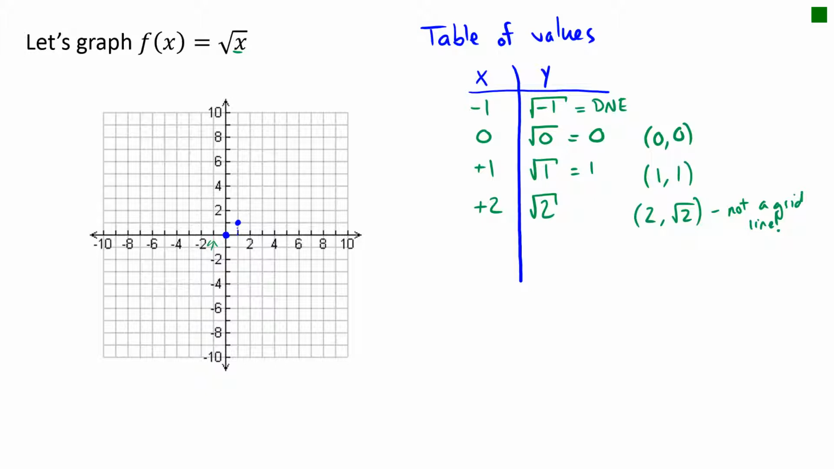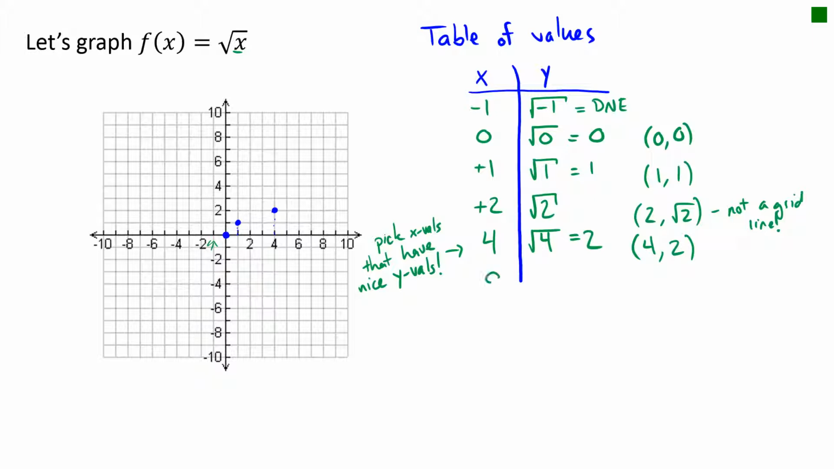So instead, I'm not going to just pick any x value. I'm going to pick x values that have nice y values. So x equals 4 would be a good example, because when I take the square root of 4, I get y equals 2. So the point x equals 4, y equals 2 is on the graph. So that's a good one to pick.